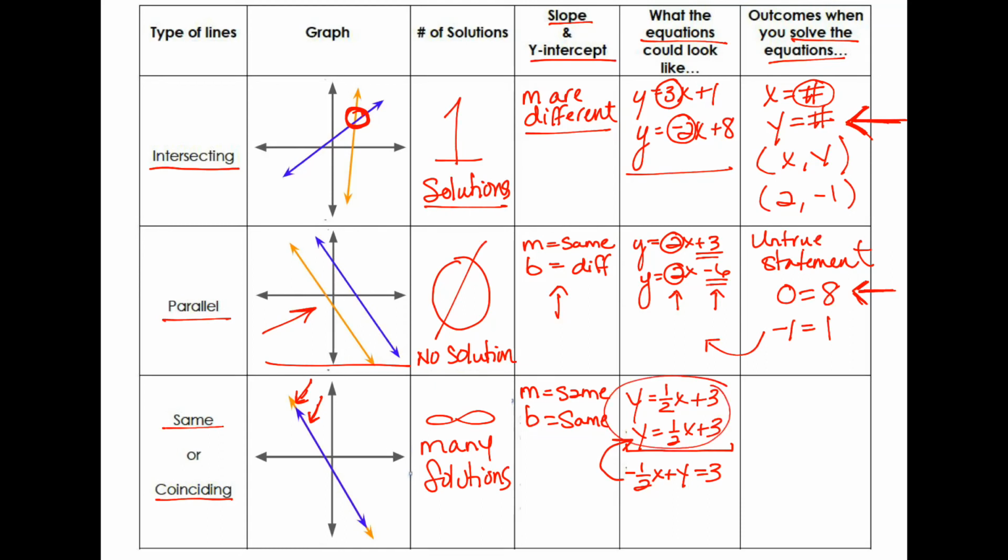When we solve these kinds of equations algebraically, we don't get a nice x equals some number and y equals some number, and we don't get some crazy untrue statement like 0 equals 8. What we do get is a true statement like 1 equals 1 or x equals x. When you get something like this when solving algebraically, that's a huge hint that you're dealing with infinitely many solutions. At that point, you want to make sure you're putting both of your equations into slope-intercept form and verifying that you do in fact have two copies of the same line.